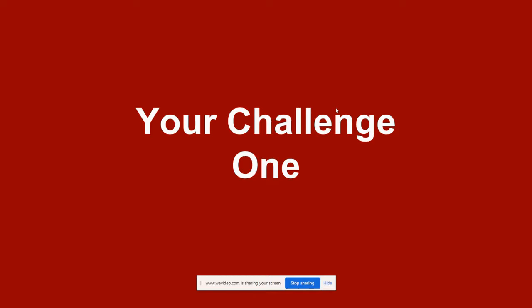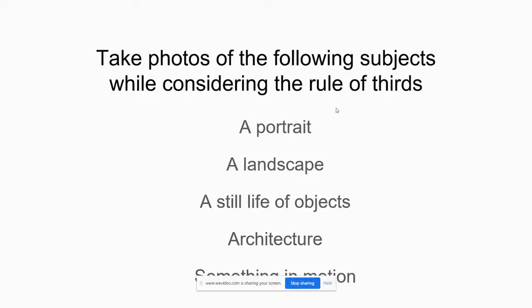So your first challenge is number 1, take photos of the following subjects while considering the rule of thirds. Try to take a picture of a portrait, maybe someone up close. How can you use the rule of thirds like that? Take a picture of a landscape, go outside, take a picture of your backyard. Or a still life of objects. You could set up a couple of objects, maybe some teddy bears or something, and take a picture of them. Try to use the rule of thirds.